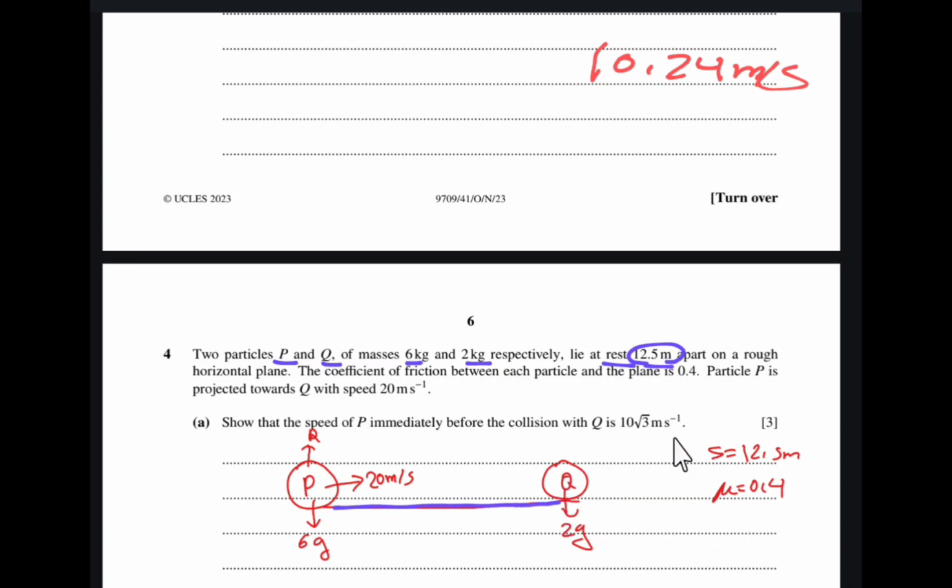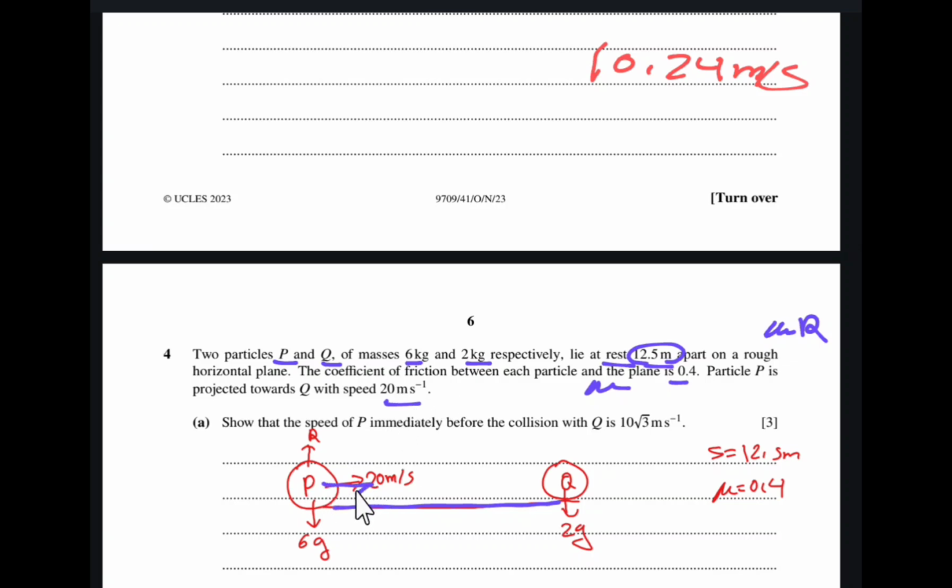That means there is an effect of friction, that is mu R. The coefficient of friction between each particle and the plane is 0.4. So we have been given the value of mu, that is 0.4. Particle P is projected towards Q with a speed of 20 meter per second.